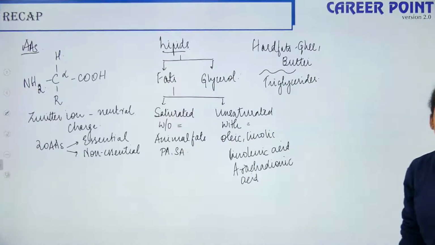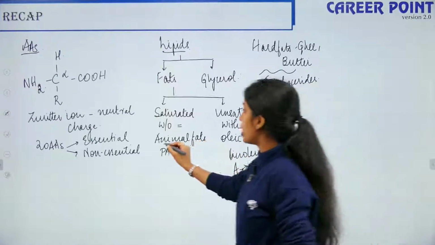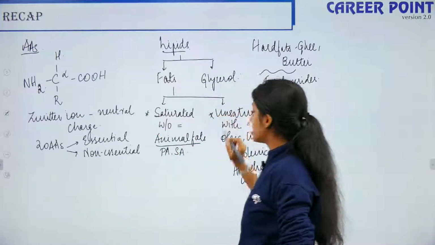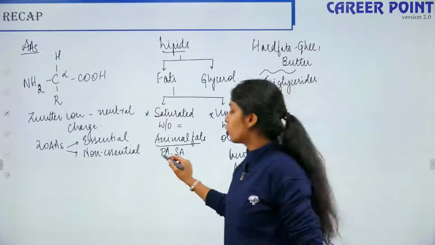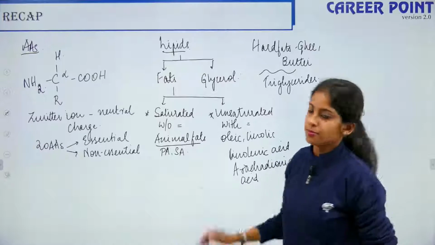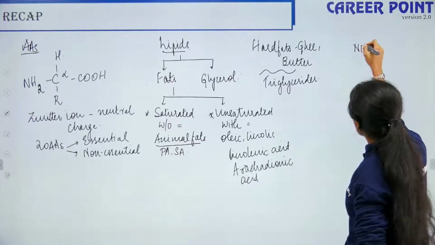So please make a note of this. So this I didn't tell you in the previous lecture. So note down what are animal fats. So animal fats are basically saturated fats, that is without double bond. So examples include palmitic acid and your stearic acid. Okay? Yes? Fine.